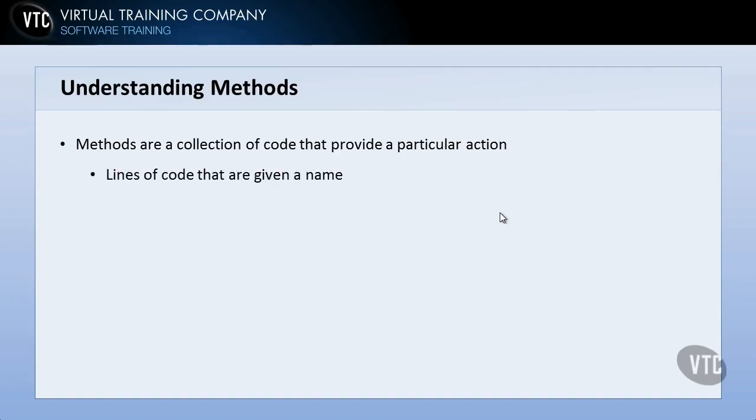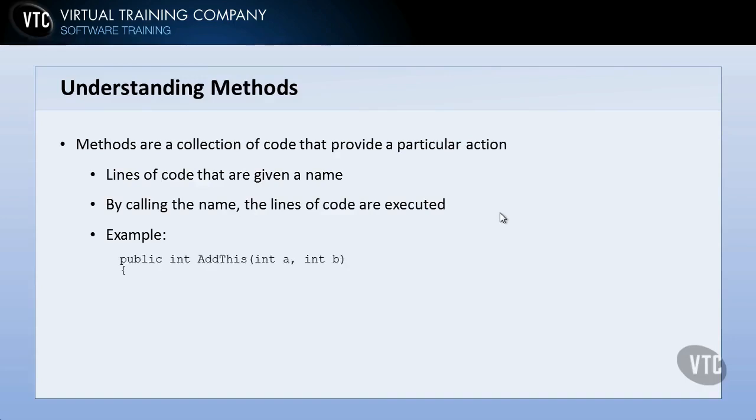This is where we create a few lines of code that carry out some particular action, should be just some single action. Then we group them together, give them a name, and just by calling that name, those lines of code are executed. It's a great way to subdivide functionality in our program and make it a lot easier to manage. So here's an example.